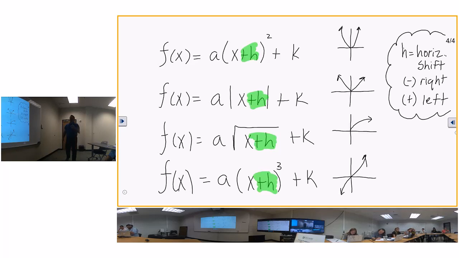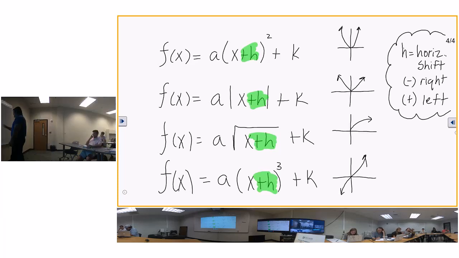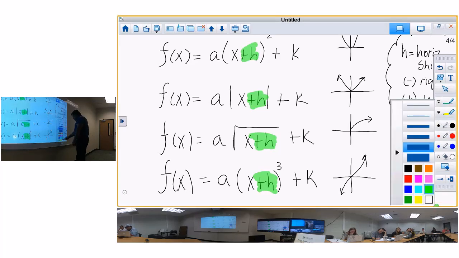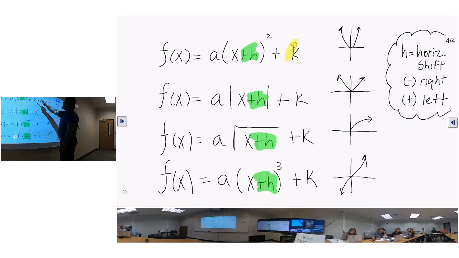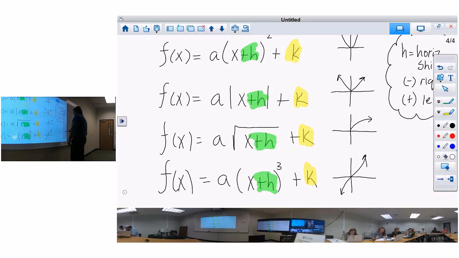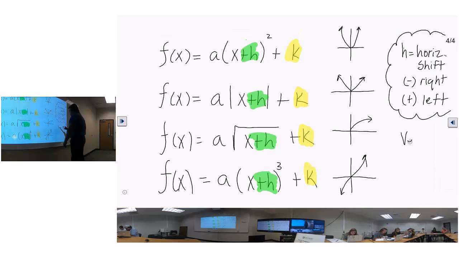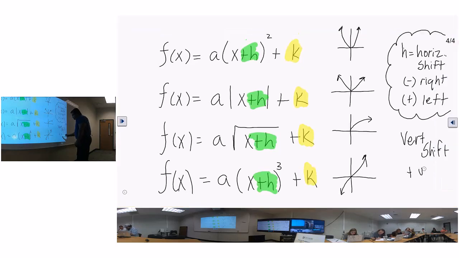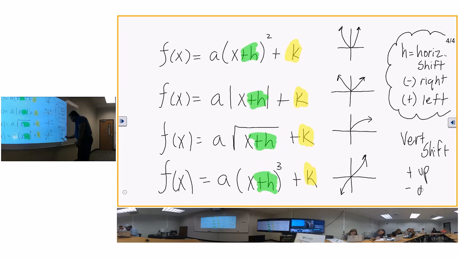Well, if a is your orientation and direction, and h is your horizontal shift, then what do you think k is? Vertical. Y'all amaze me. I ain't kidding. Y'all really do. K is your vertical shift. And the vertical shift is normal. That means positive goes up, and negative goes down.